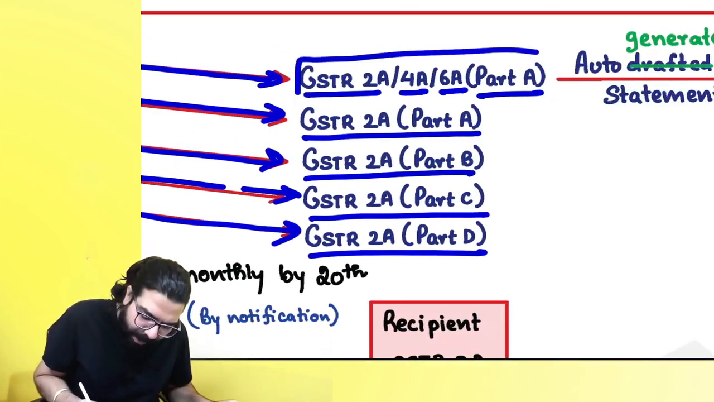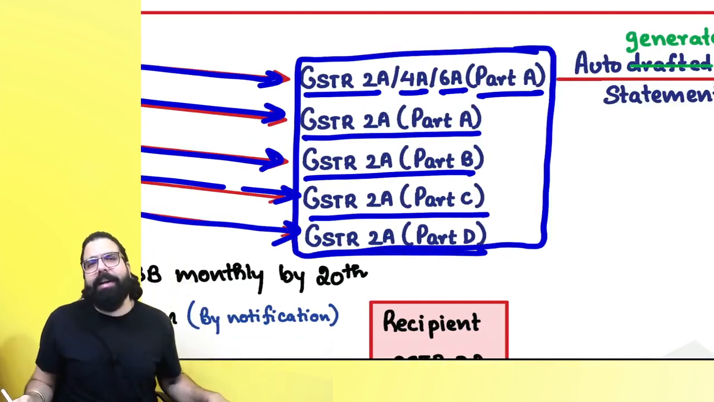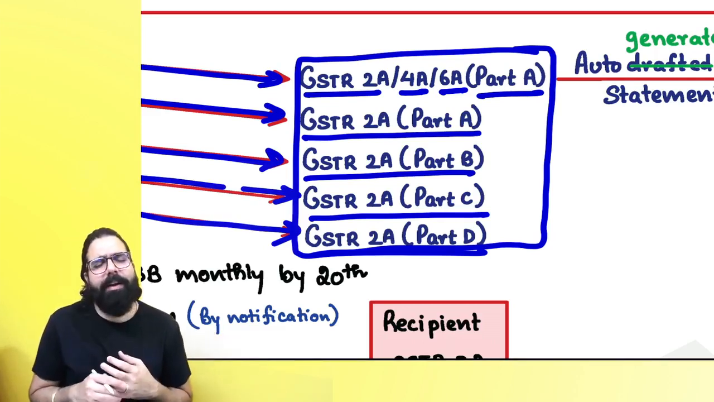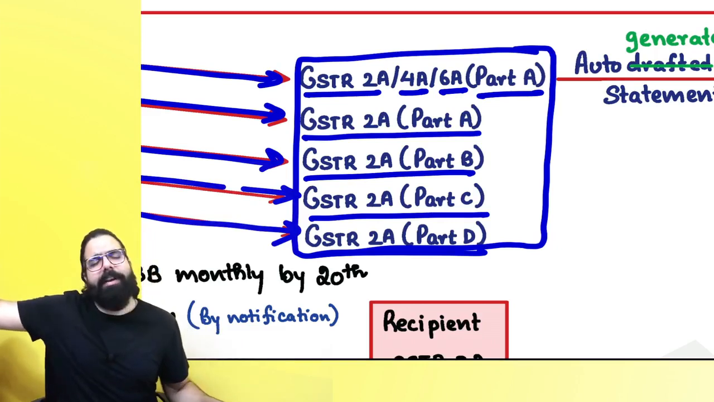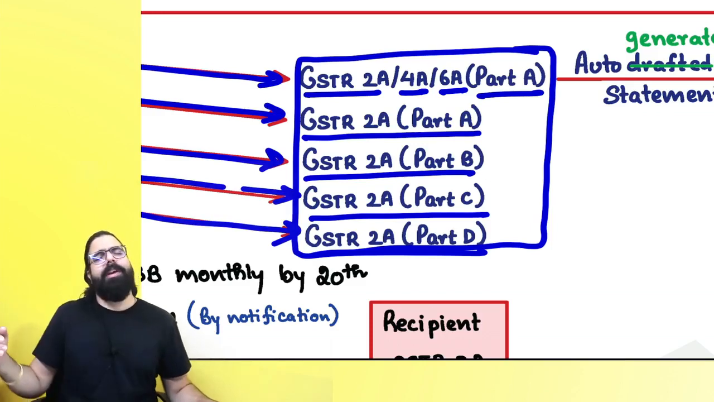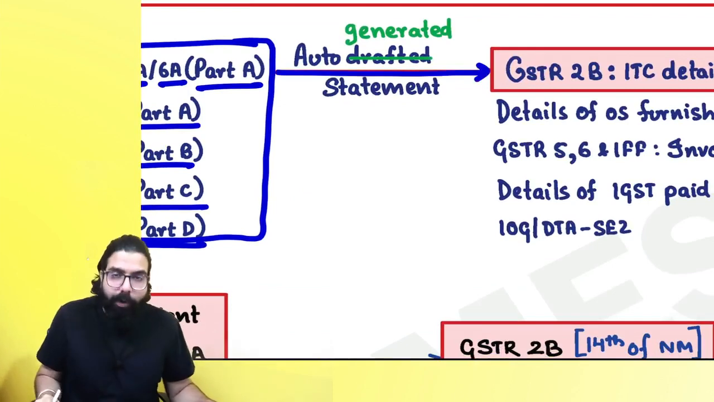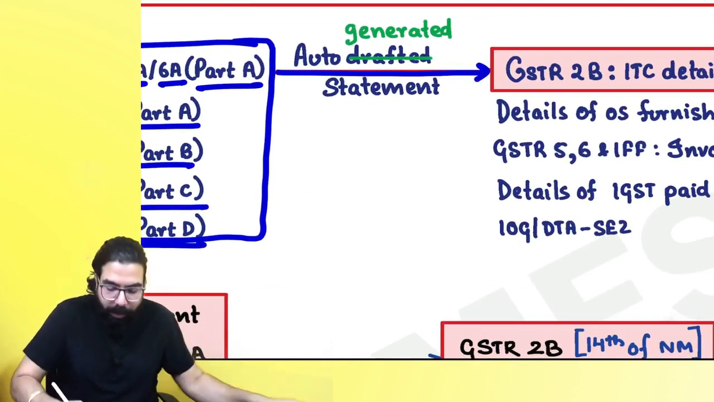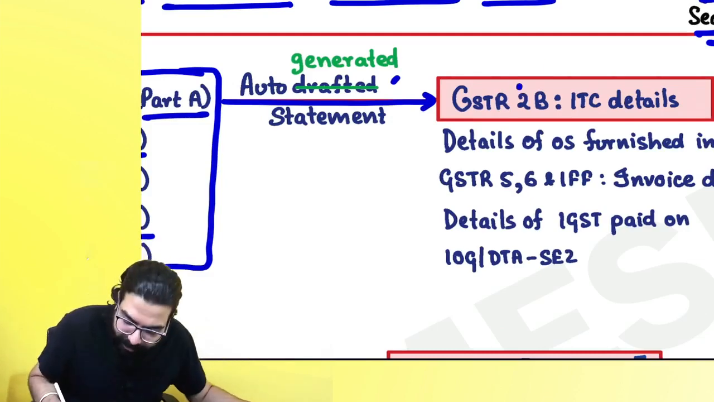Now listen to me very carefully. All the details that come in your GSTR 2A are not reflected in your GSTR 2B, but then they go ahead and reflect. Whatever returns are filed on time by the supplier, basically GSTR 1 whose due date is 11th, IFF whose due date is 13th, if people file their returns on time, those details will also be auto generated. Earlier the word was auto drafted. Now they are saying we will auto generate GSTR 2B.